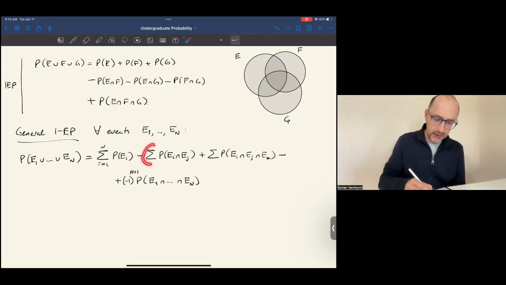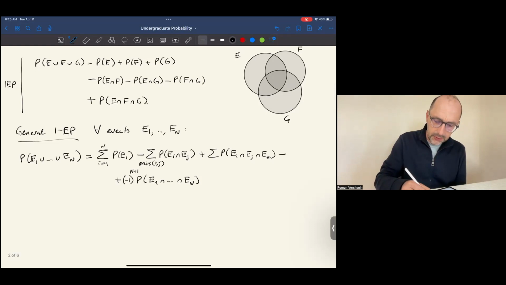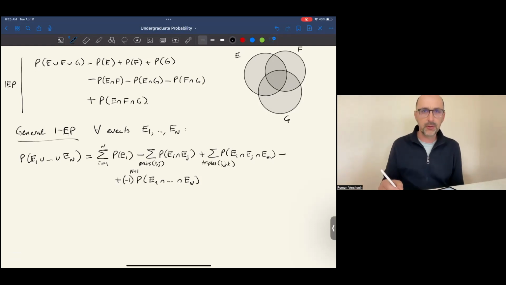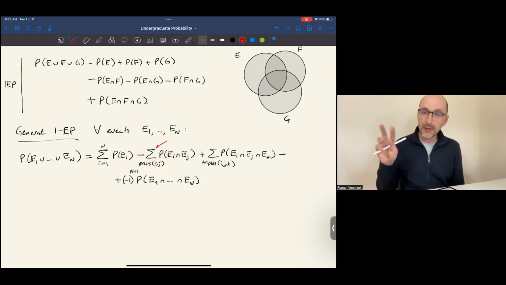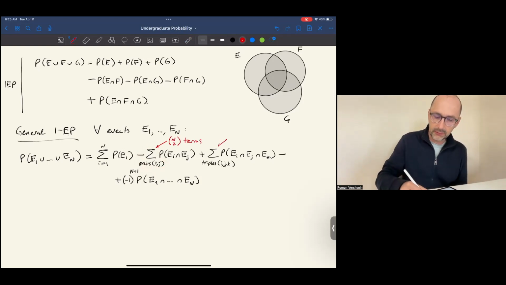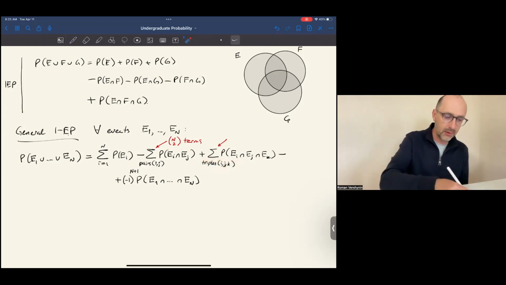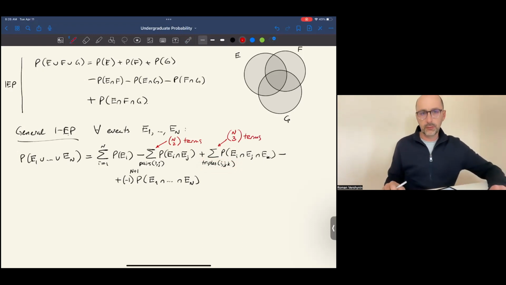The sum here is over all unordered pairs of distinct numbers i and j. And here the sum is over all unordered triples of distinct numbers i, j, and k, and so on and so forth. How many terms are in the sum? How many ways are there to choose the unordered pair of 2 numbers from n of them? That's n choose 2 terms. And here in the sum, how many triples are there? How many ways are there to choose the unordered triple from n objects? That's n choose 3 terms in the sum, and so on and so forth.